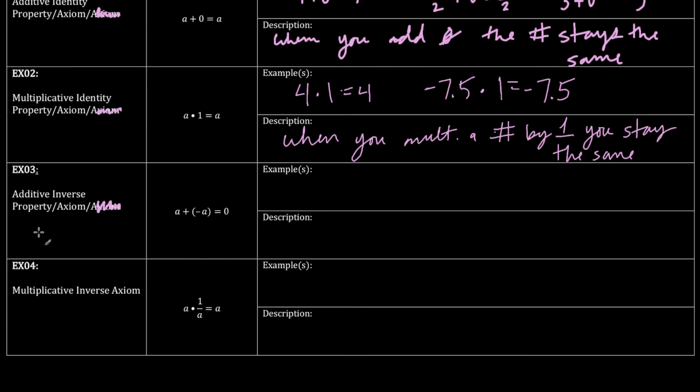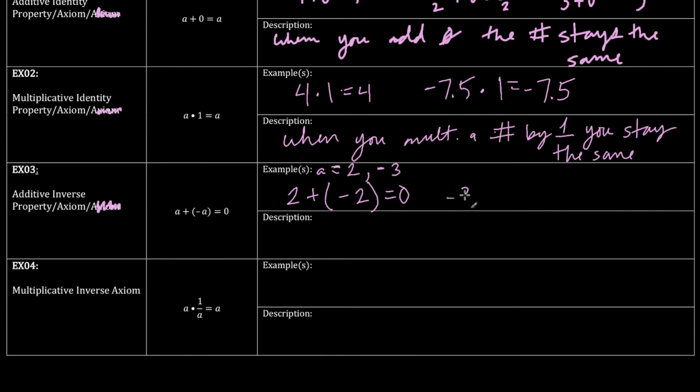So the additive inverse property. When it starts getting complicated, at least put what you're going to do. So I'm going to put a as 2. Write what a or b or whatever your variable is going to be. So this means that 2 plus negative 2 equals 0. That's true.